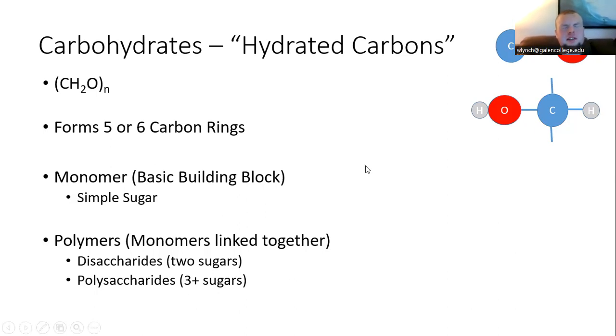A monomer is a single sugar, which is the basic building block of a sugar carbohydrate compound. And we have polymers, which are many monomers linked together. A disaccharide is going to be 2 sugars, and a polysaccharide is 3 or more. A monosaccharide is going to be a single sugar.